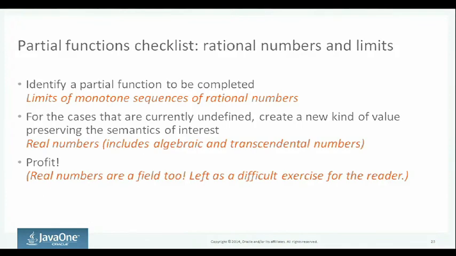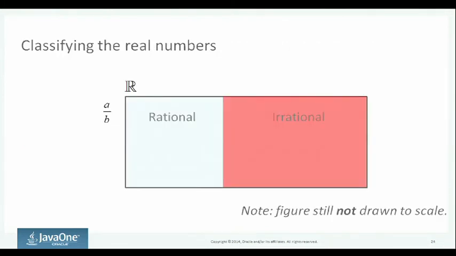All right, so we apply our trick again with a more sophisticated function, these limits of monotone series, and that gives us, as a completion, real numbers, which includes algebraic numbers and transcendental numbers. And if we had much more time, or a real analysis course, you can go through and see that real numbers, again, form a field. They have those same properties we saw before.